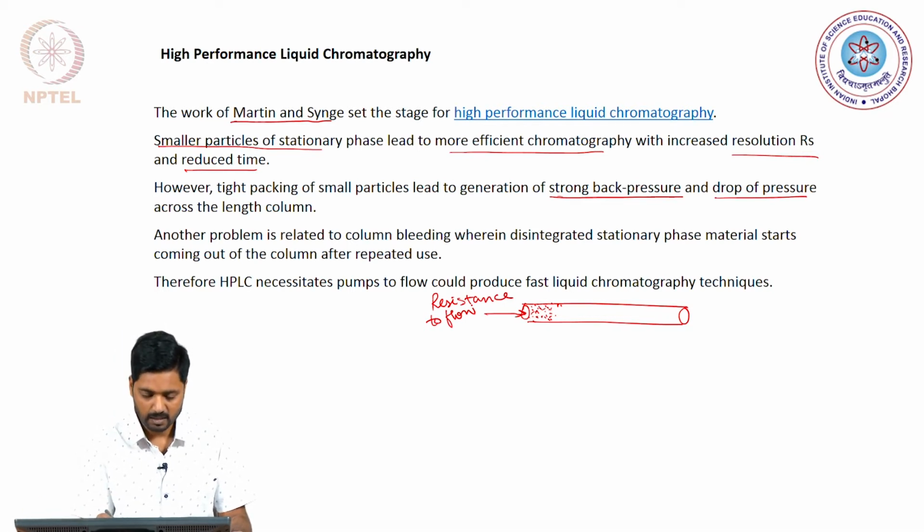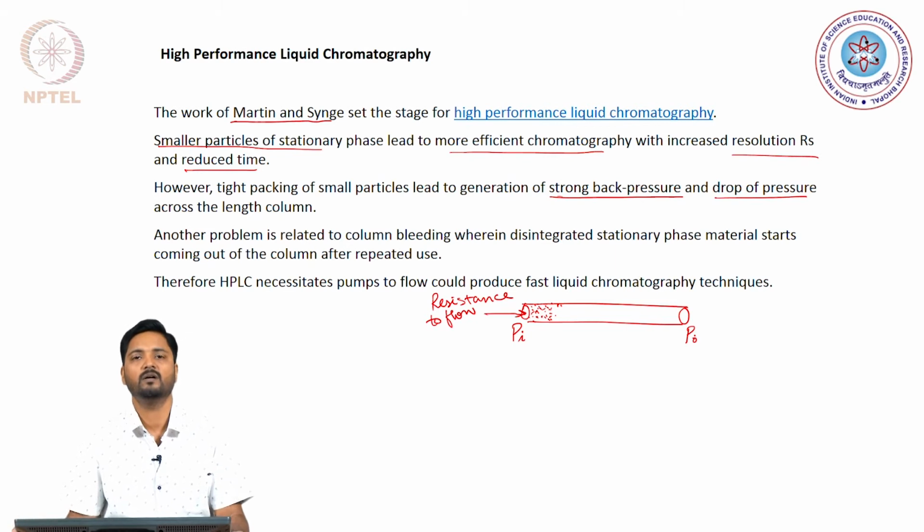Similarly, this concept also extends to the fact that the initial pressure at the beginning of the column will be very different from the final or output pressure at the end of the column, and usually when a strong pressure drop happens, the initial pressure at the beginning of the column will be much higher than the pressure that comes out of the column.